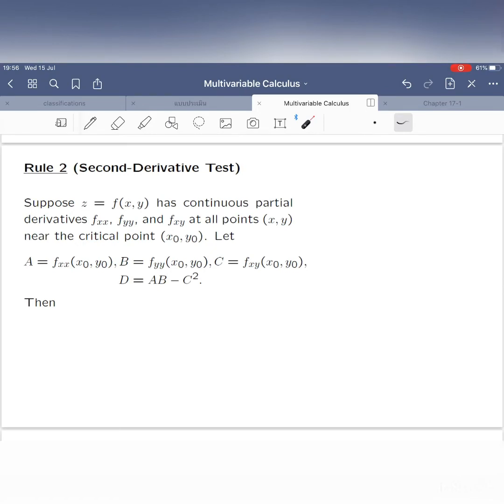So to have the test, you need to have your critical point first, and you need to find your second derivative. Of course, all your second derivatives must exist in order for you to find it first. And then you are going to let f sub xx be a, f sub yy be b, and f sub xy be c. And what you are going to consider is d equals ab minus c squared.